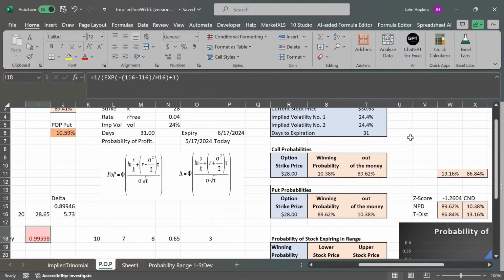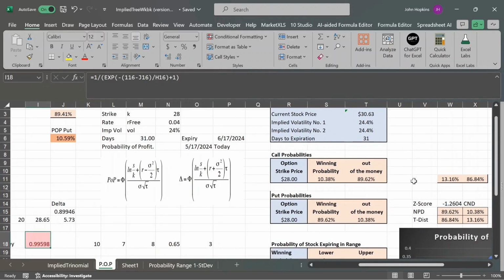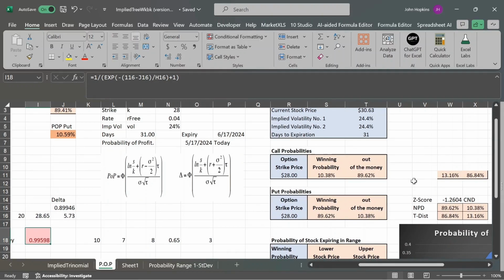Now look at these. These are the current stock price, implied probability of the put and of the call. I don't change them. 31 days till expiration. These are just hypothetical. I don't want to add in real prices in real time. Strike price, winning probability, out of the money probability.